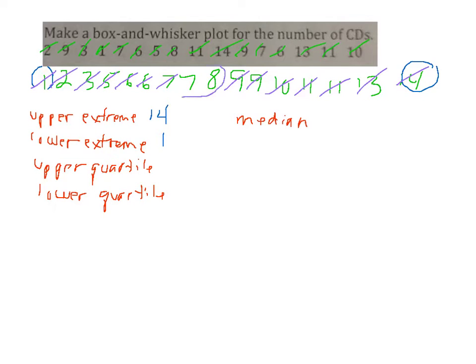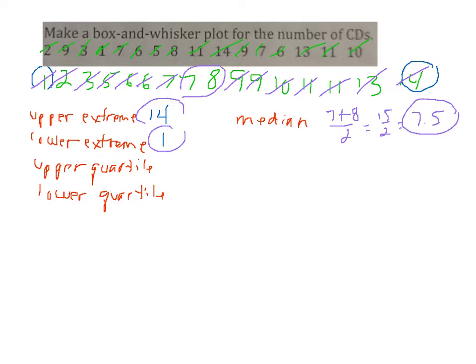And now we're in between those two numbers. So what we need to do is find the average of those two numbers. So we have 7 plus 8 and divide it by 2. 15 divided by 2 is 7.5. So our median is 7.5. So we're going to need this number, 7.5. We're going to need the upper extreme of 14. We're going to need the lower extreme of 1.